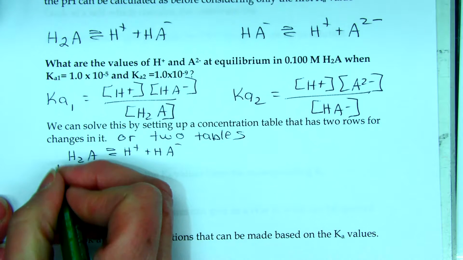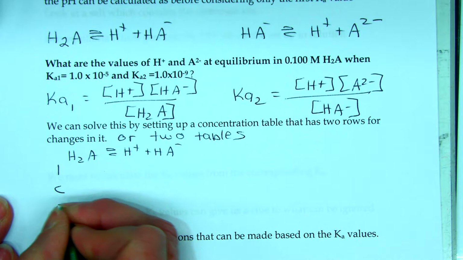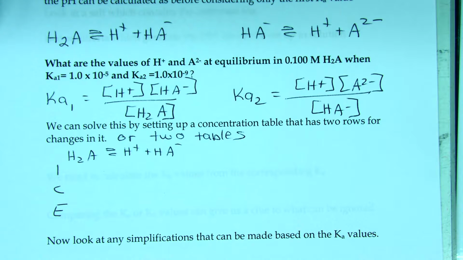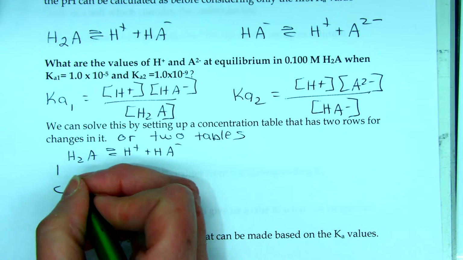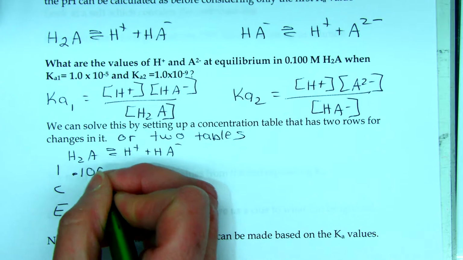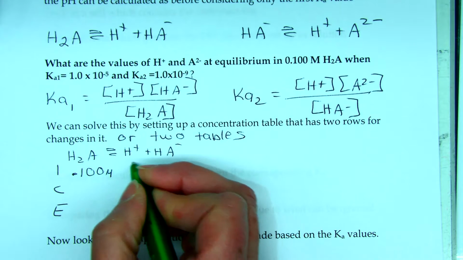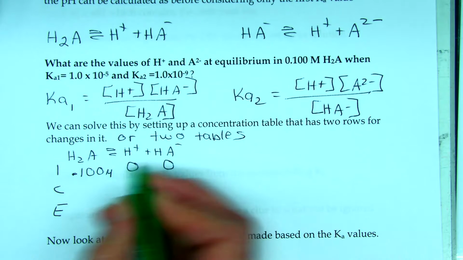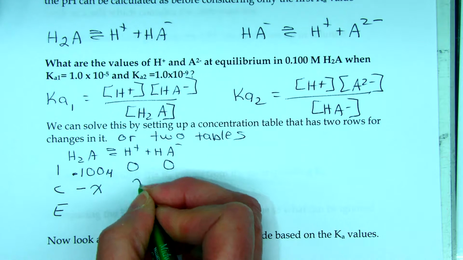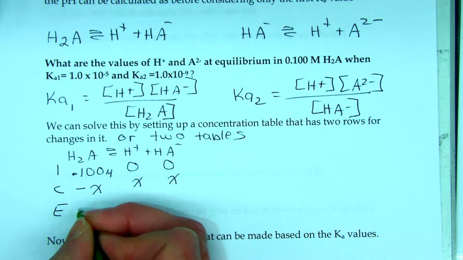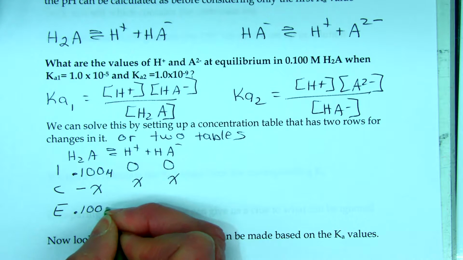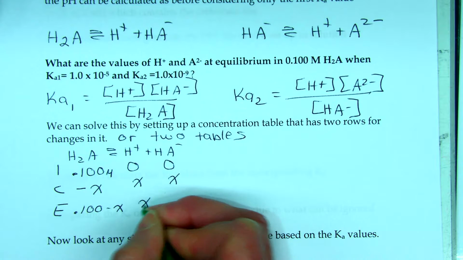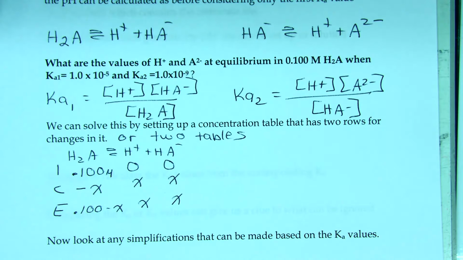We set up our ice chart. My starting concentration of the acid H2A is 0.1 molar. Hydrogen is 0, HA minus is 0. Change: minus X, plus X, plus X. At equilibrium, 0.1 minus X, X, and X. Okay, there's our first one.